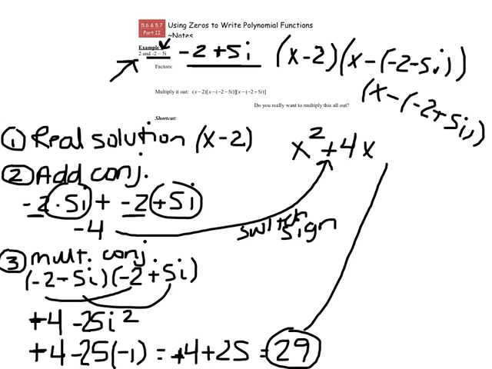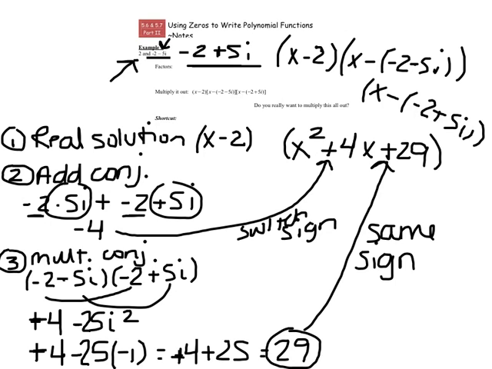All right, so now the 29 goes here. So we have plus 29, and this is going to be the same sign. Okay, so whatever that one is, you keep it. Don't switch it. All right, so now our answer is going to come with step 4, and we're going to multiply x minus 2 and x squared plus 4x plus 29.